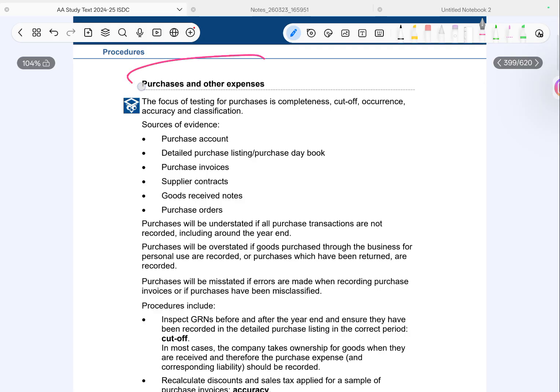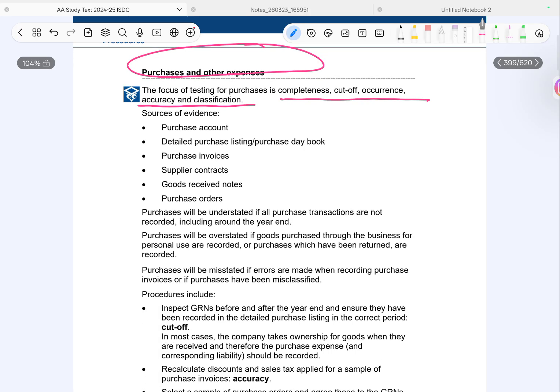For purchases and other expenses, the key assertions are completeness, cutoff, occurrence, accuracy, and classification. Purchases must be fully recorded, recognized in the correct period, and correctly classified in the financial statements. To test cutoff, auditors inspect goods received notes before and after year end and trace them to the purchase listing to ensure they are recorded in the correct accounting period.